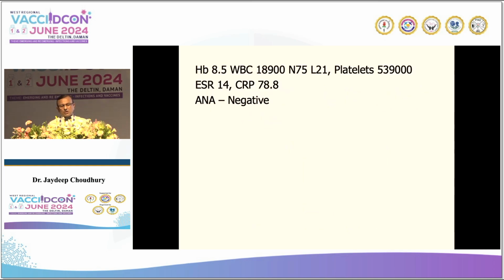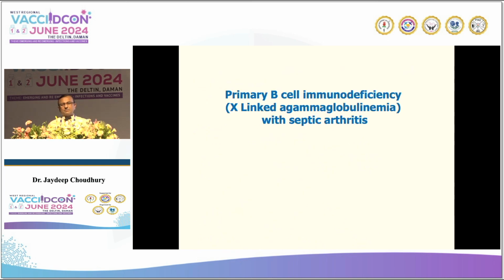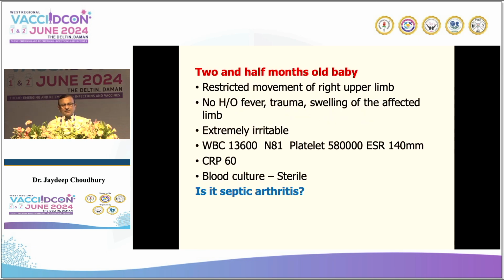This time hemoglobin 8.5, WBC 19,000, platelet raised. Again, ANA negative, and when immunoglobulin status was done, all were low. So this was primary B-cell immunodeficiency presenting as septic arthritis.